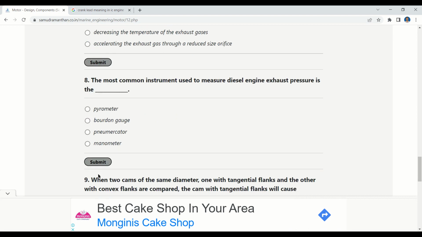Our next question is, the most common instrument used to measure diesel engine exhaust pressure is, and the options are: pyrometer, Bourdon gauge, numericator, manometer, and the correct option should be manometer.